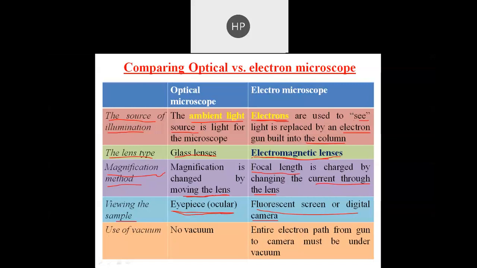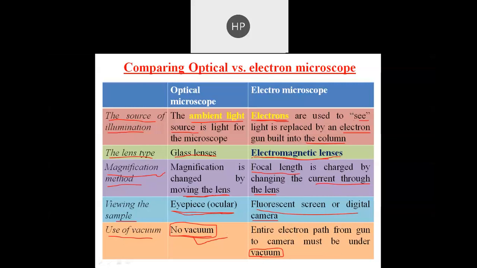Then use of vacuum. Okay, so here the major difference is that here no vacuum is used. In an optical microscope we do not use any vacuum, while here the entire electron path from the gun to the camera must be under vacuum. Okay, so this is the major difference. And why is this? Because here we have only a light source. So the light source is generally not affected by the external environment.